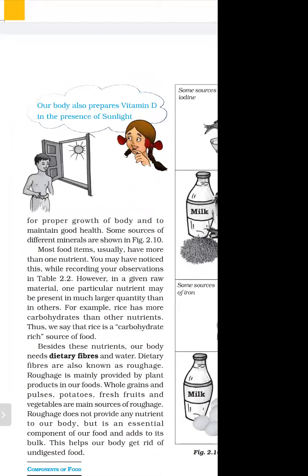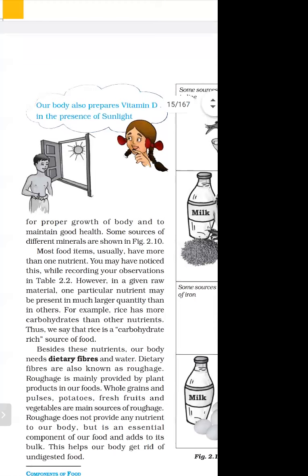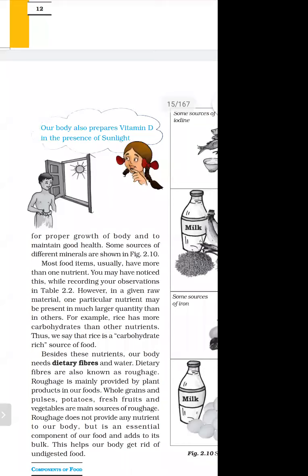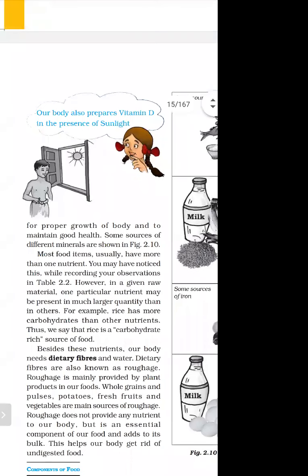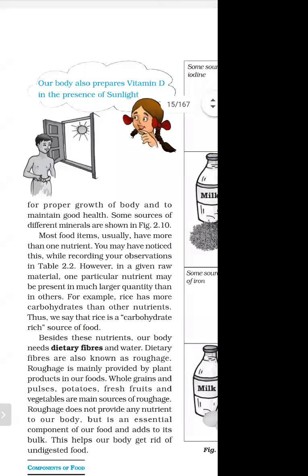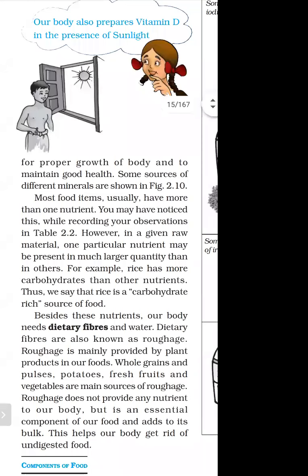Apart from the vitamins, we also require minerals for the growth of the body, and these are also required in very little quantity. Carbohydrates, fats, and proteins are required in a great amount, but vitamins and minerals are required in a very little quantity. Most food items usually have more than one nutrient. You may have noticed that while recording your observations. However, in a given raw material, one particular nutrient may be present in much larger quantity as compared to others.